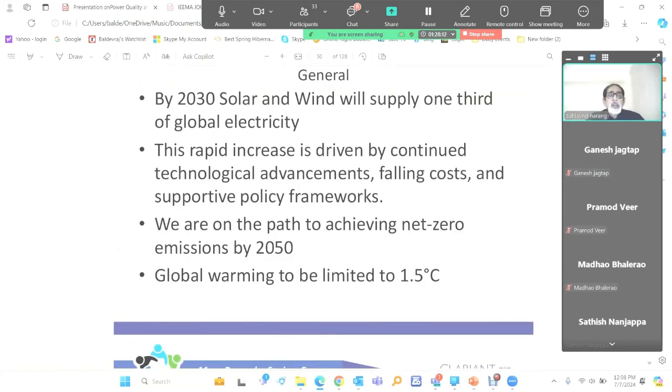So this is again, as I have earlier told, by 2030 one third of the global electricity will be renewable. And this rapid increase is driven by continuous technological advancement, falling costs and a supportive policy framework. A lot of incentives are coming from the government today. And net zero we have to achieve by 2050. The global warming target is 1.5 degrees centigrade.